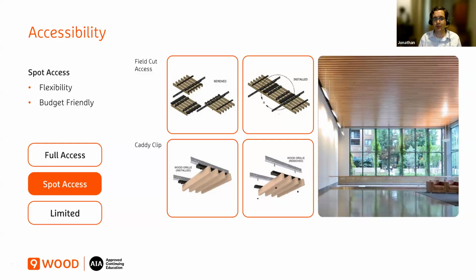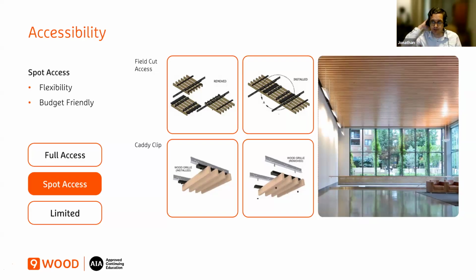It is a little slower to pull down. It would at least require two people. You've got to pull up the black acorn nuts, take the panel down, and set it on the ground. But again, I think in situations where budget and flexibility are important and you don't need access in the whole space, these can be a great spot access solution for your system.